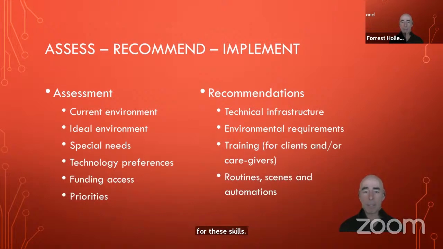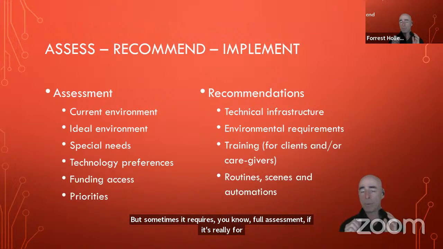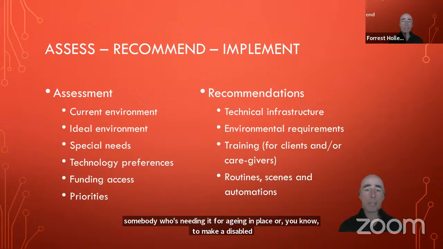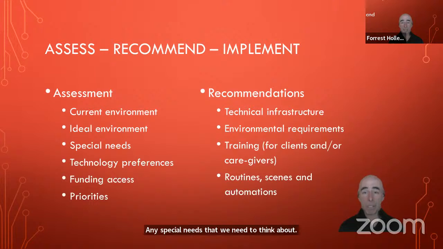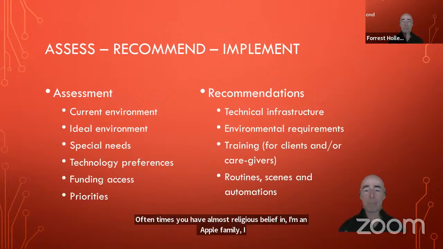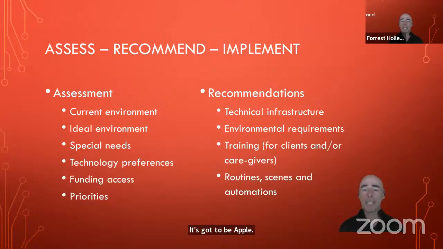If it's really for somebody who needs it for aging in place, or to make a disabled person's life much more convenient and safe, then we go and do a full assessment that looks at the current environment, the ideal environment, and then the delta, the difference between the two, any special needs that we need to think about, and their technology preferences. So oftentimes you have an almost religious belief: I'm an Apple family, I don't want any non-Apple Android stuff in here, it's got to be Apple, or vice versa.